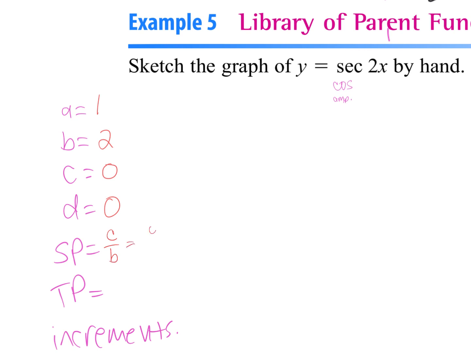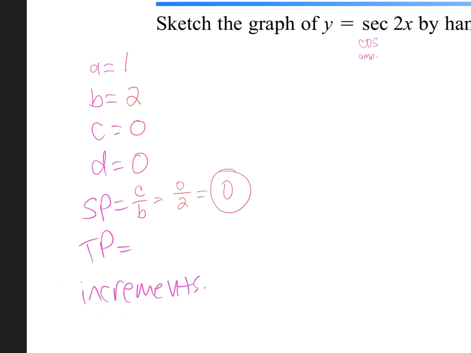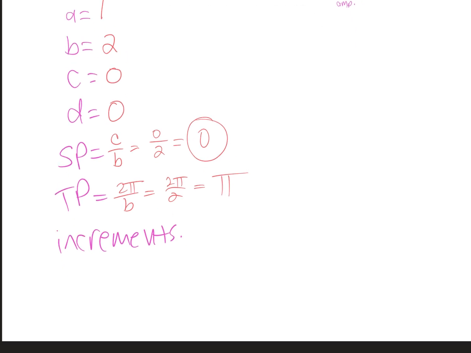So we're going to find our starting point, which is C divided by B. So I'm going to take my C term of 0 divided by B, which is 2. So I'm starting at the origin of 0. My time period is 2 pi divided by your B. Well, I have 2 pi divided by my B value, which is 2. So my time period is pi. And the reason that's important is because you have to find the increments. You have to find the space between each point.